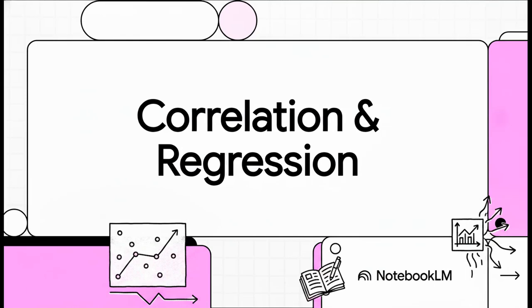Welcome, focused learners. If you've ever found yourself staring at a massive spreadsheet full of raw numbers, scratching your head and wondering how to find the hidden story inside all that data, well, you are absolutely in the right place. Today, in this explainer, we're embarking on a real data journey. We're going to tackle two of the absolute heaviest hitters in statistics, correlation and regression. We're going to figure out how to spot trends, measure relationships, and frankly, how to actually forecast the future using data. So grab your mental notebook and let's dive right in.